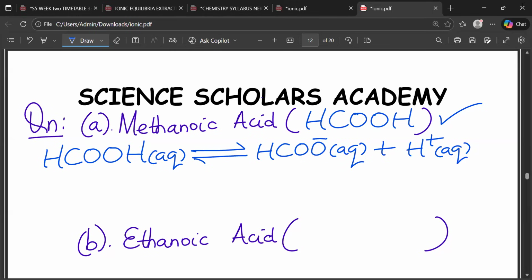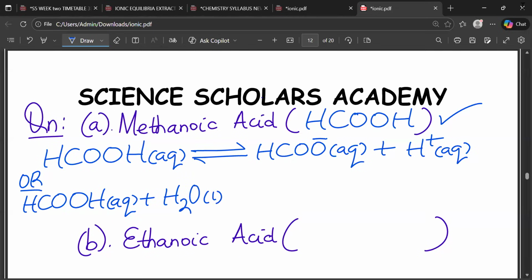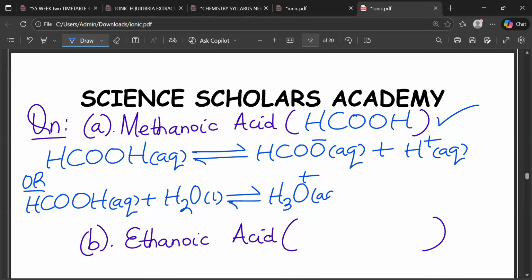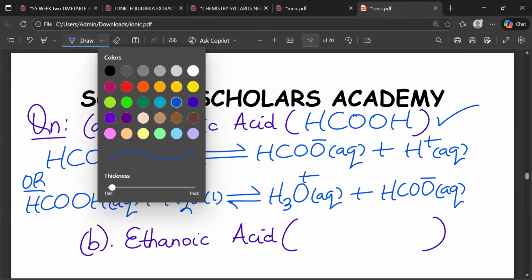Very good. Then the second alternative, you don't write both in an exam. You choose one. Or HCOOH, aqueous plus water. Then it gives you the H3O positive on top of O, in aqueous state, plus HCOO negative on top of the last O, aqueous state.